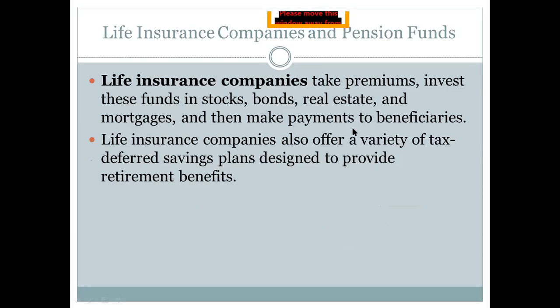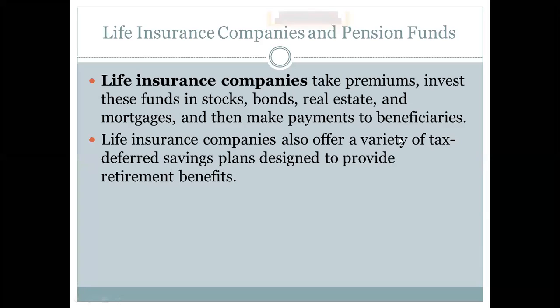Then we look at life insurance companies and pension funds. Life insurance companies take premiums, invest these funds in stocks, bonds, real estate, and mortgages, and then make payments to beneficiaries. Life insurance companies also offer a variety of tax-deferred savings plans designed to provide retirement benefits.